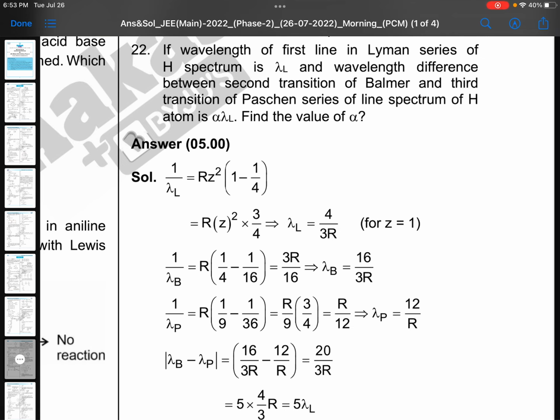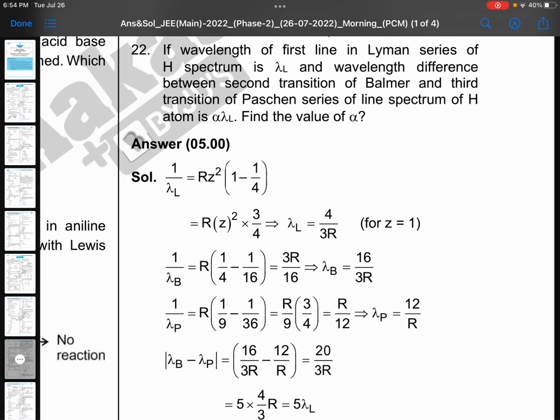Then Balmer series means n1 is equal to 2, n2 is equal to 4 for the second transition. So 1 by 2 square minus 1 by 4 square is 1 by 4 minus 1 by 16. You need to solve. Then again he is asking the third transition of Paschen series. Paschen means n1 is equal to 3. Again third line, so n2 is equal to 6. So 1 by 3 square is 9, 1 by 6 square is 36, 1 by 9 minus 1 by 36, you need to solve. Now he is asking lambda Balmer minus lambda Paschen, that is 20 by 3R.